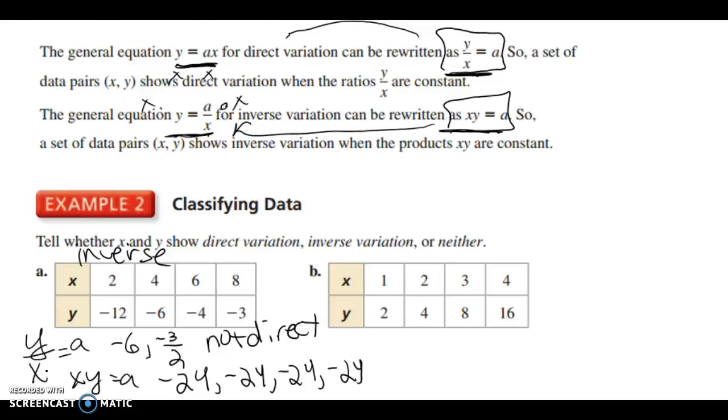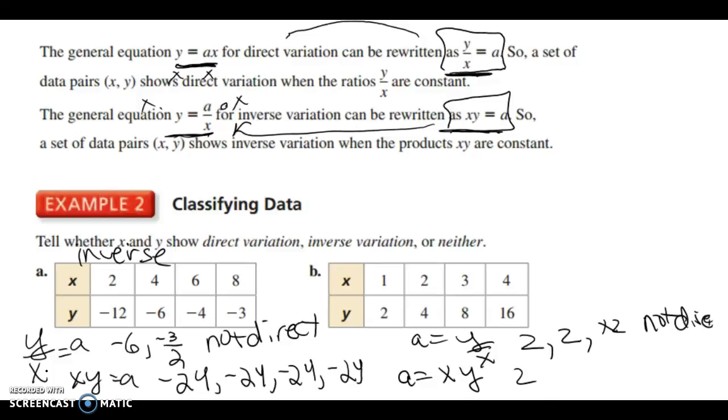Let's look at b. So for it to be direct, the a value will be y divided by x. So 2 divided by 1 is 2. 4 divided by 2 is 2. 8 divided by 3 is not 2. Therefore, it's not direct. Let's check to see if it's inverse by doing a, which is going to be x times y. 1 times 2 is 2. 2 times 4 is 8. Already they're not the same, so it's not inverse either. So this will be an example of neither.